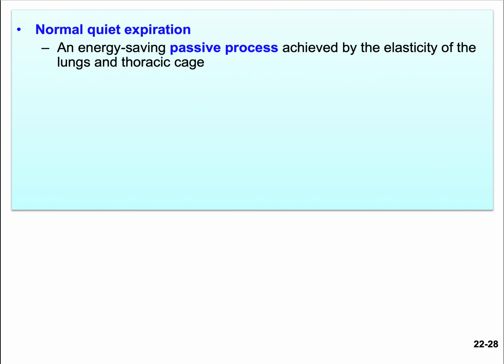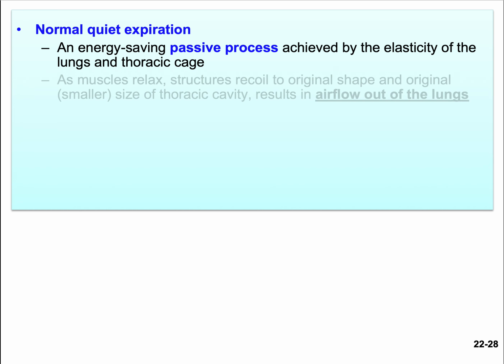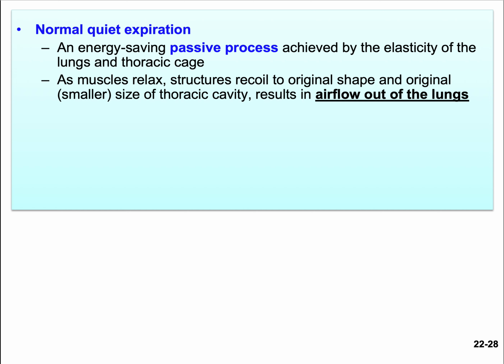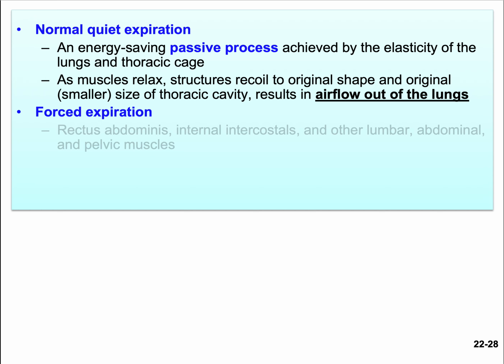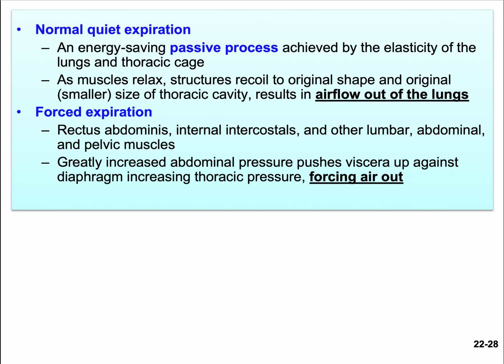Normal quiet respiration, you're not thinking about it much. As you can read, it's based a bit on the elasticity of the whole system. Muscles relax, air flows out. You can voluntarily force air out, using an awful lot of the muscles we just looked at, rectus abdominis, these intercostals, and even lumbar and abdominal musculature, even pelvic. You use those muscles right in here to greatly force air out.